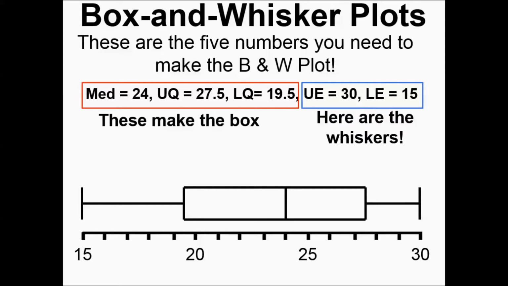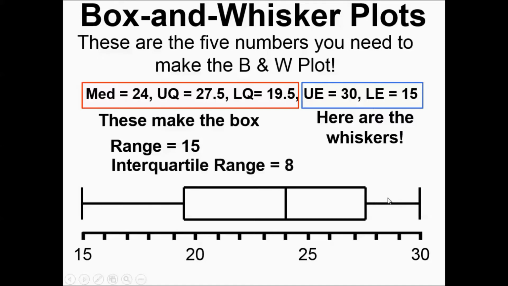So once again, even though these look larger, remember, 25% of your data is in each section. Your range is 15 because you did 30 minus 15. Your interquartile range would be 8 because I'm going to be going 27.5 minus 19.5, and you'll get 8.